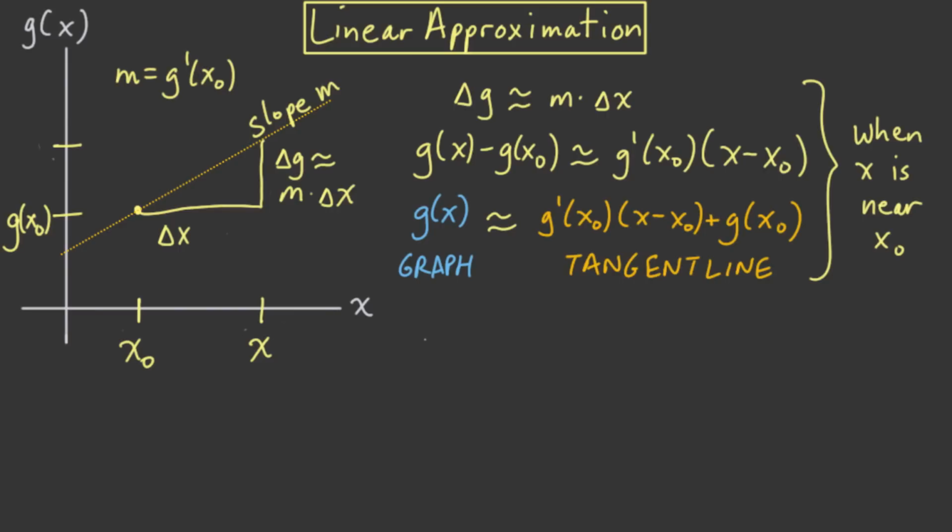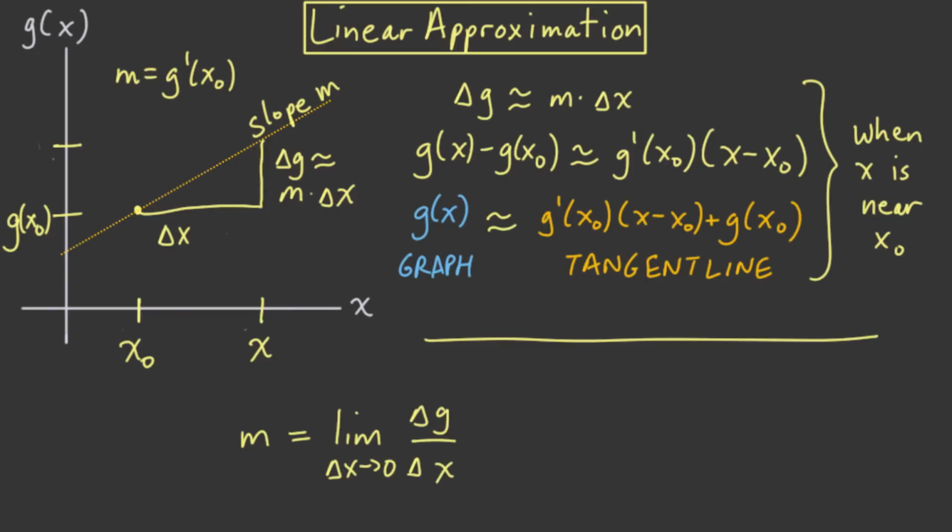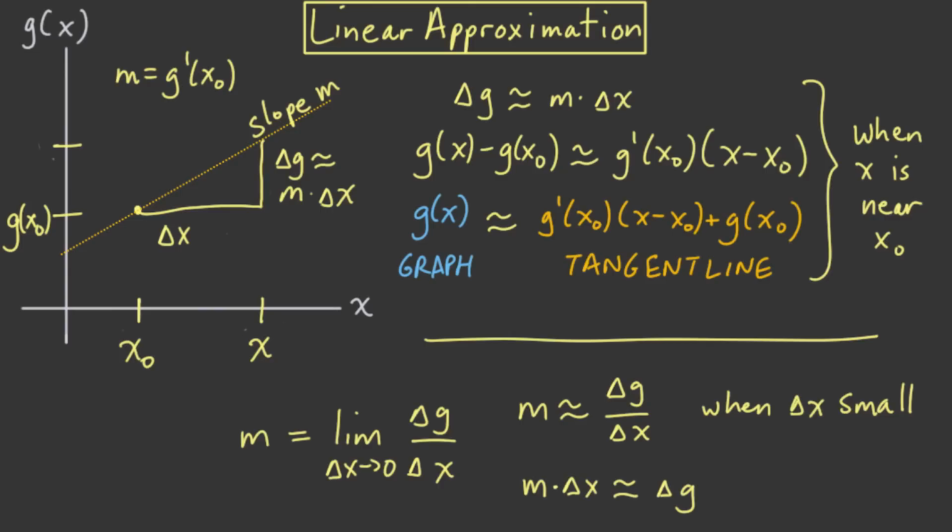Now, this all stems from the definition of the derivative. We know that our m, our slope, is defined to be the limit as delta x goes to 0 of delta g over delta x. And so another way of interpreting that is that m is going to be very close to delta g over delta x when delta x is small, when it's near 0. And just rearranging, we get m times delta x is approximately delta g. And that's this over here that we started with. So it all comes together.